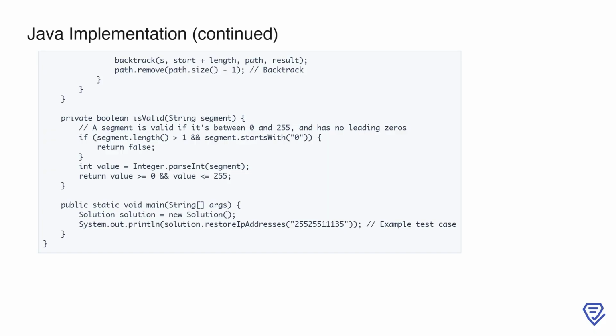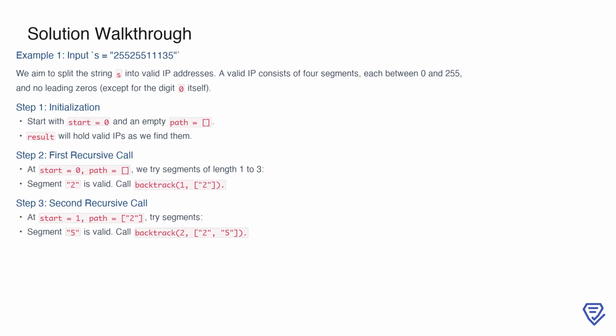Finally, the main method demonstrates how the solution works by testing it with a sample input string. For the input 25525511135, the program prints the list of valid IP addresses, showcasing how the algorithm effectively generates all possible combinations and filters out invalid ones. This implementation uses recursion and backtracking to explore all segmentations systematically while ensuring that only valid IPs are returned. Let's continue.